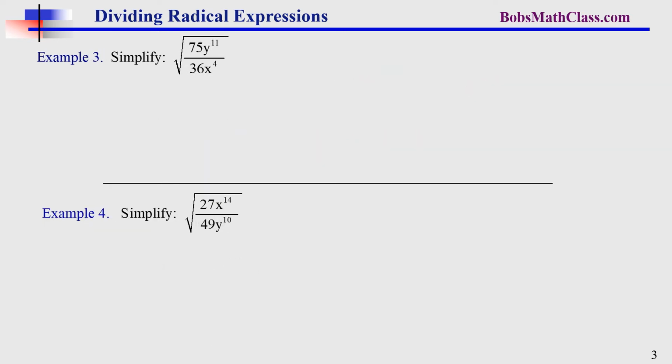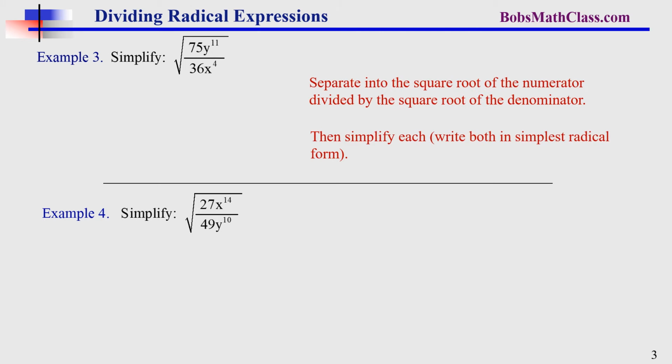Okay, same thing here. We just added some variables to the problem. So we're going to separate into the square root of the numerator divided by the square root of the denominator, and then simplify each of them. 75 is 3 times 5 times 5.